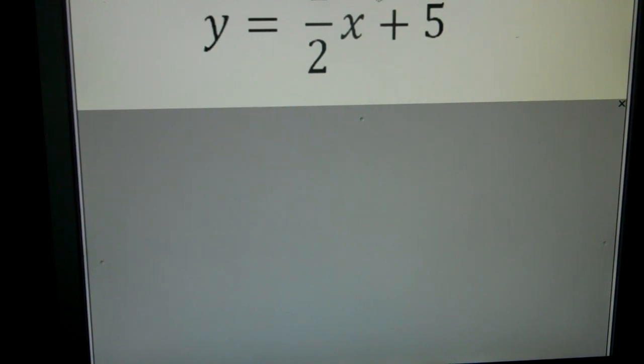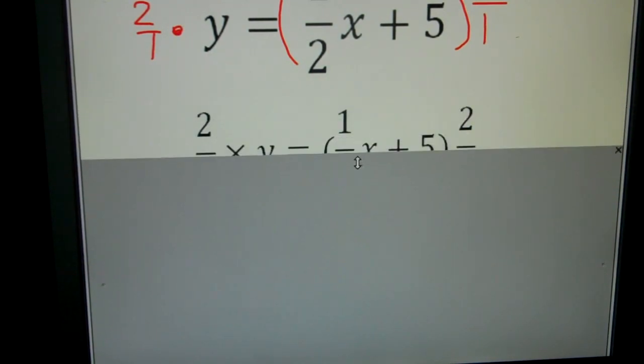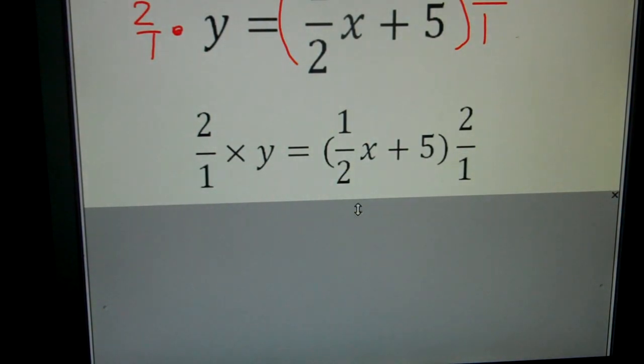What can I multiply this whole thing by to make this one little 2 go away? If 2 is on the bottom here, when I multiply, I have to have 2 on the top. So I'm going to multiply by 2 over 1. If I do it to the right side, I also have to do it to the left side. And that's what's going to be behind this screen here, multiplying by 2 over 1.